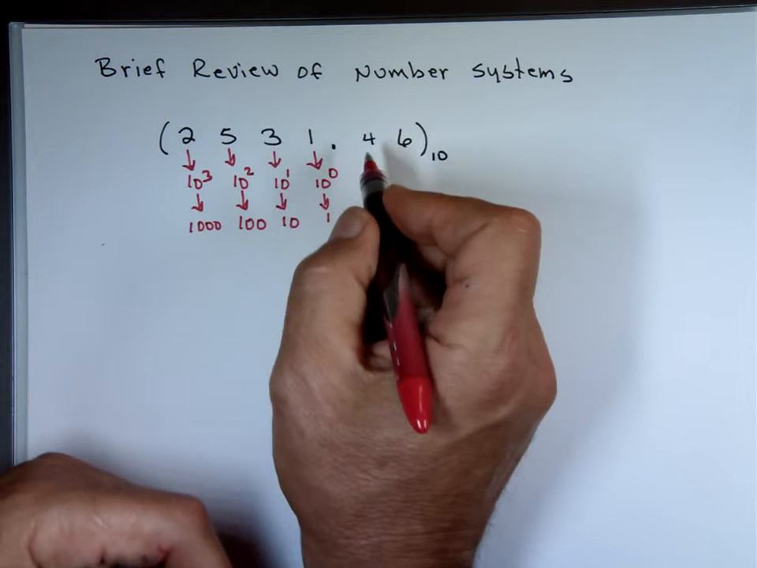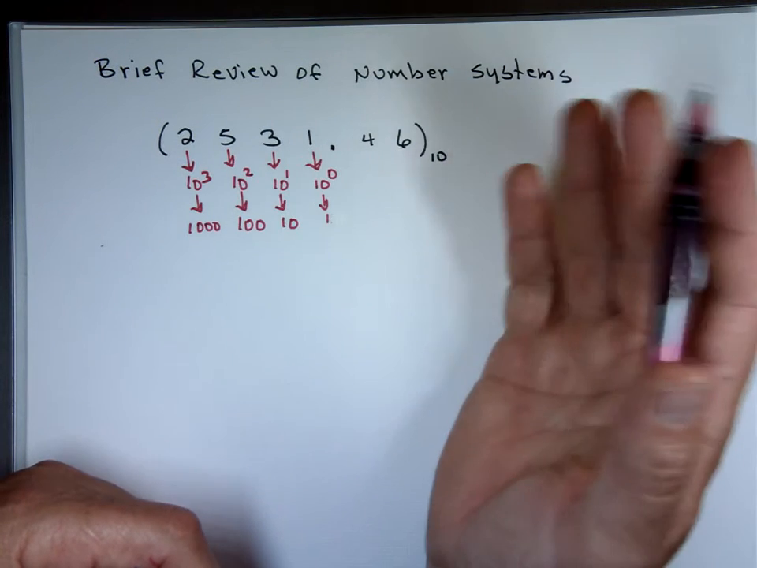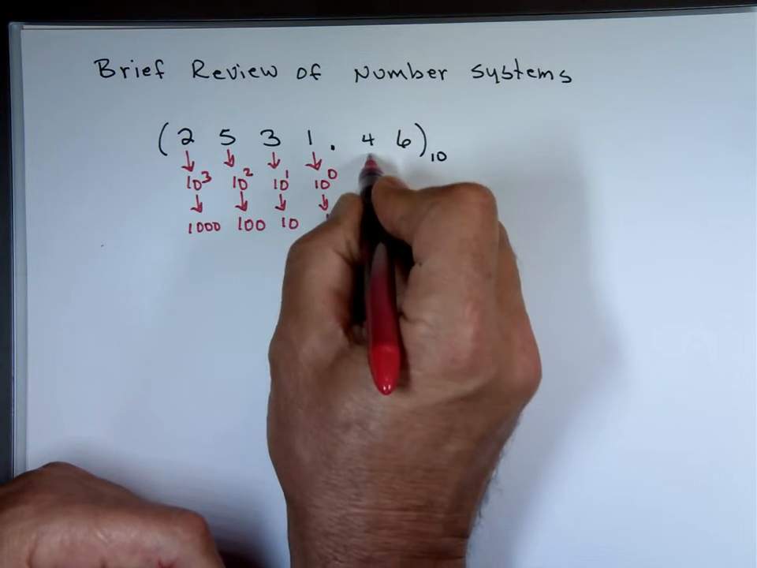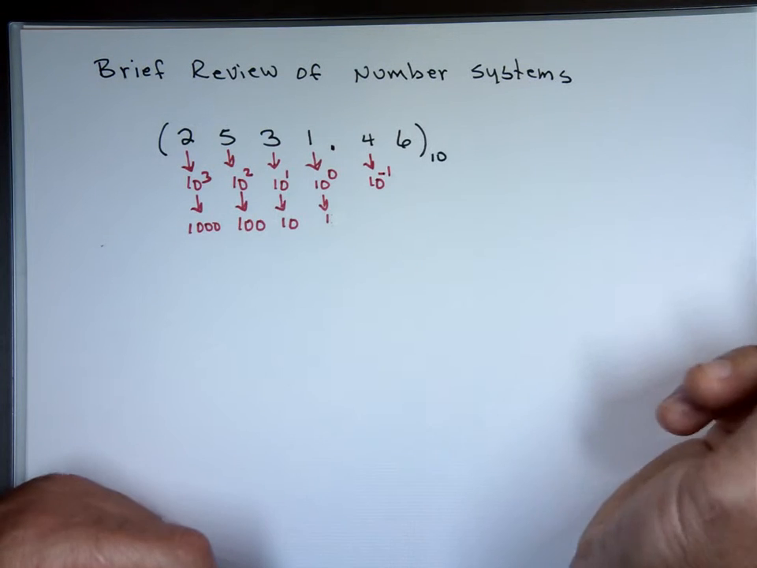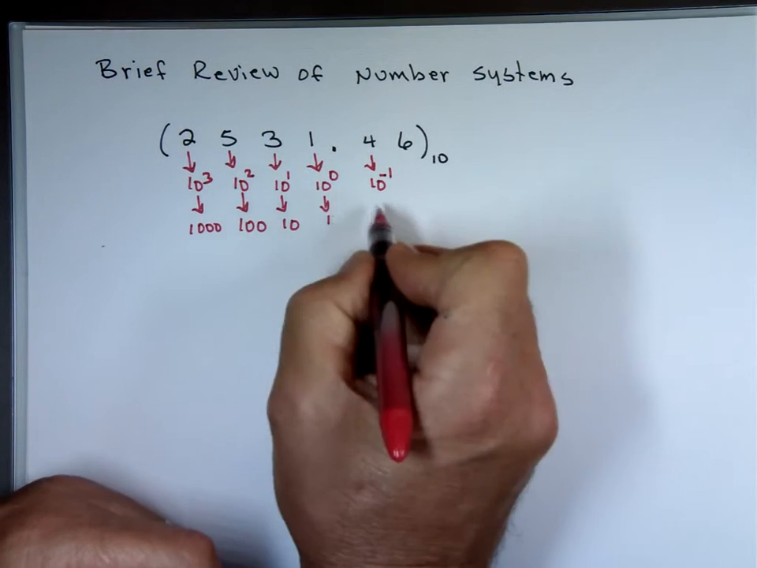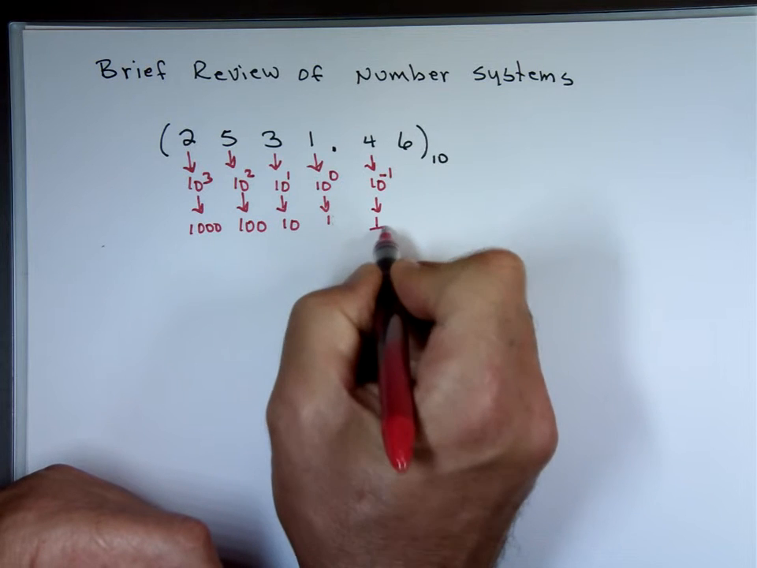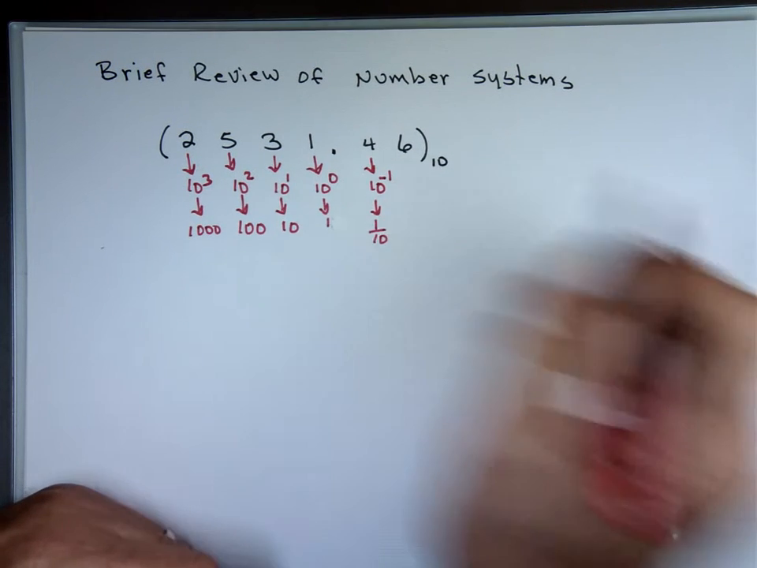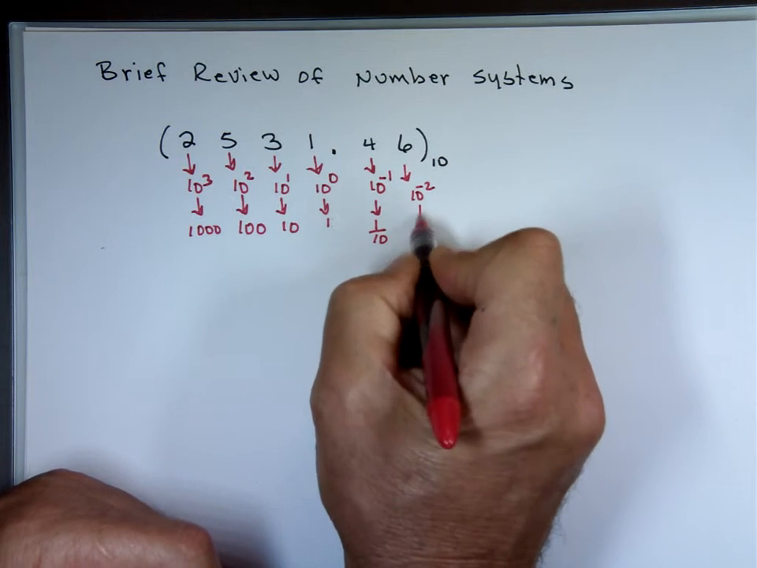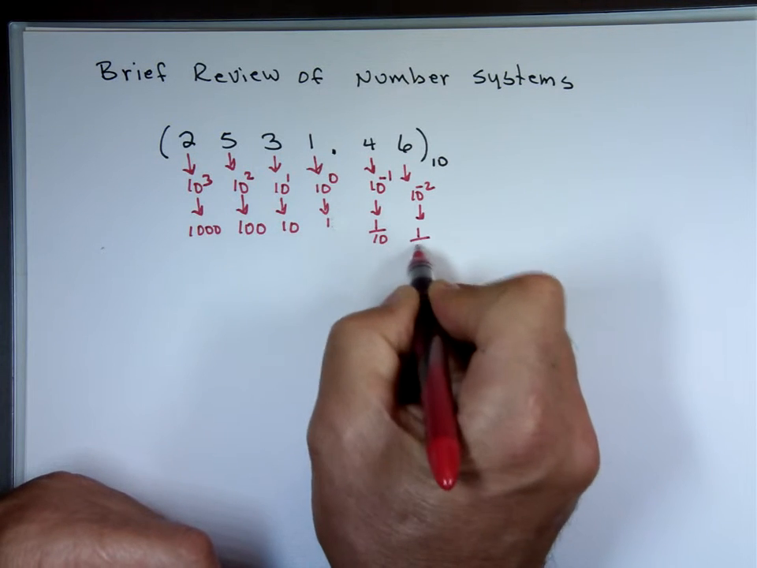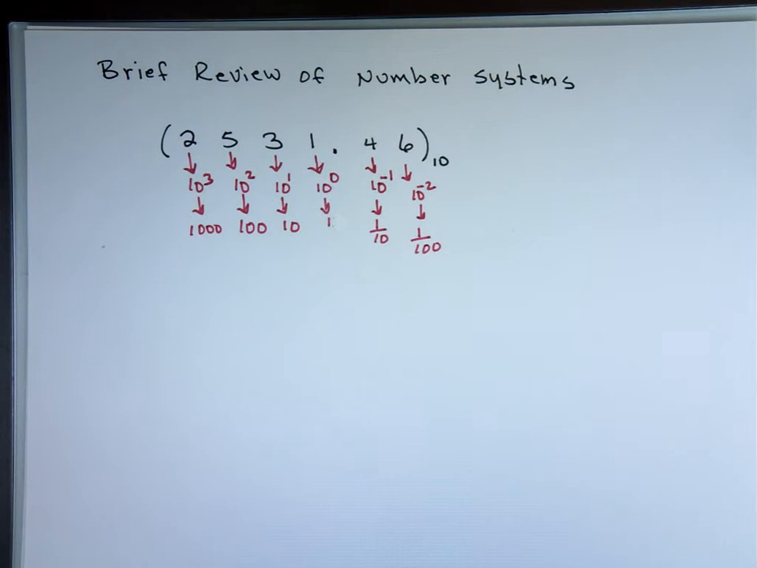This is called the tenth. Tenth means 1/10. Why is it 1/10? Because the weight of that to the right is 10 to the negative 1. And 10 to the negative 1 is what? 1/10. And the weight of this is 10 to the negative 2, which is 1/100th. It's the hundredth, 1 over 100.